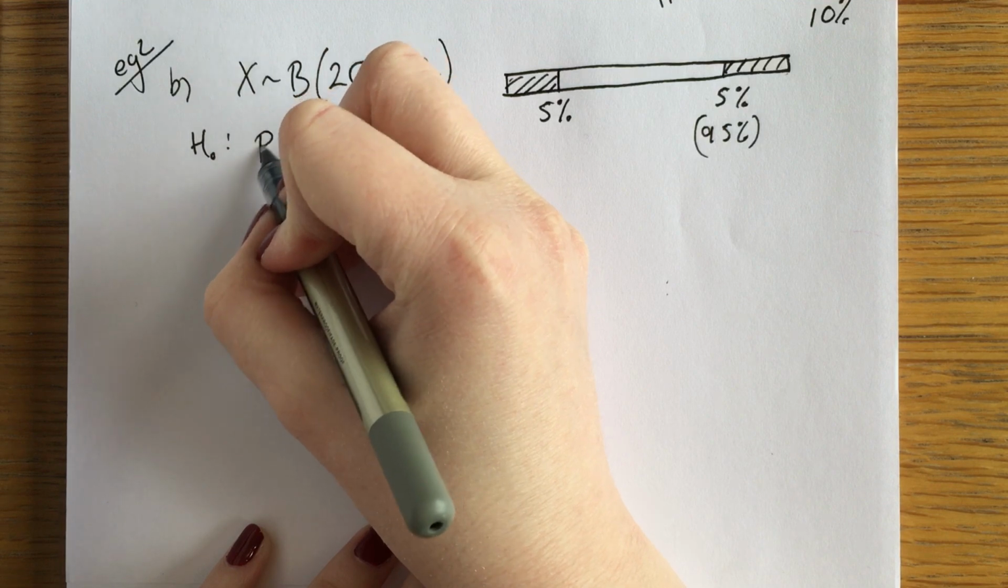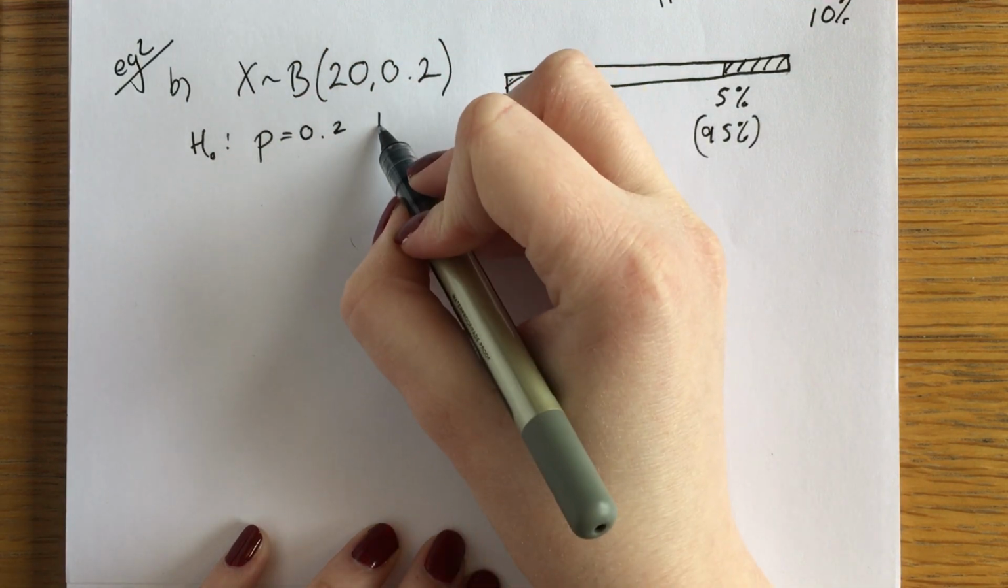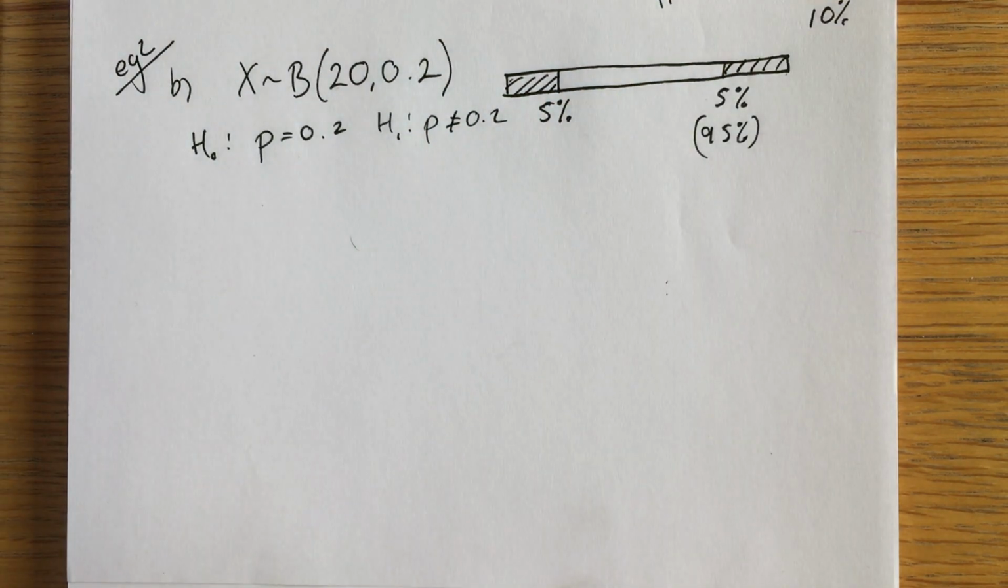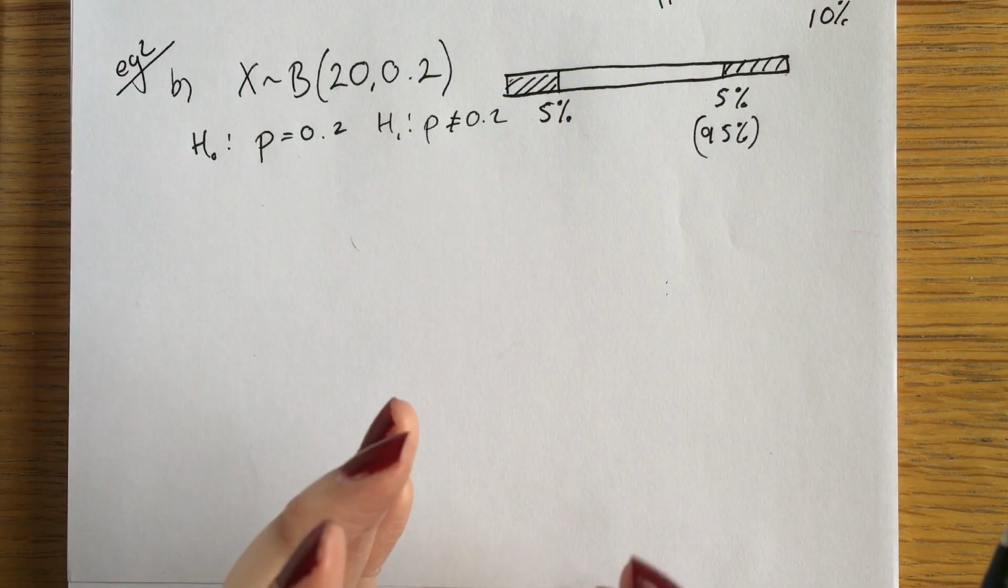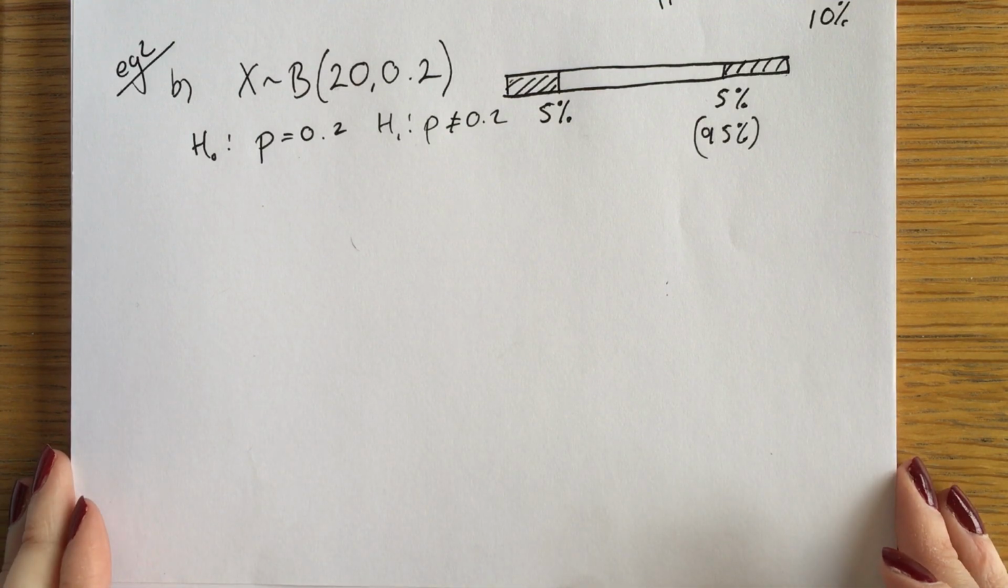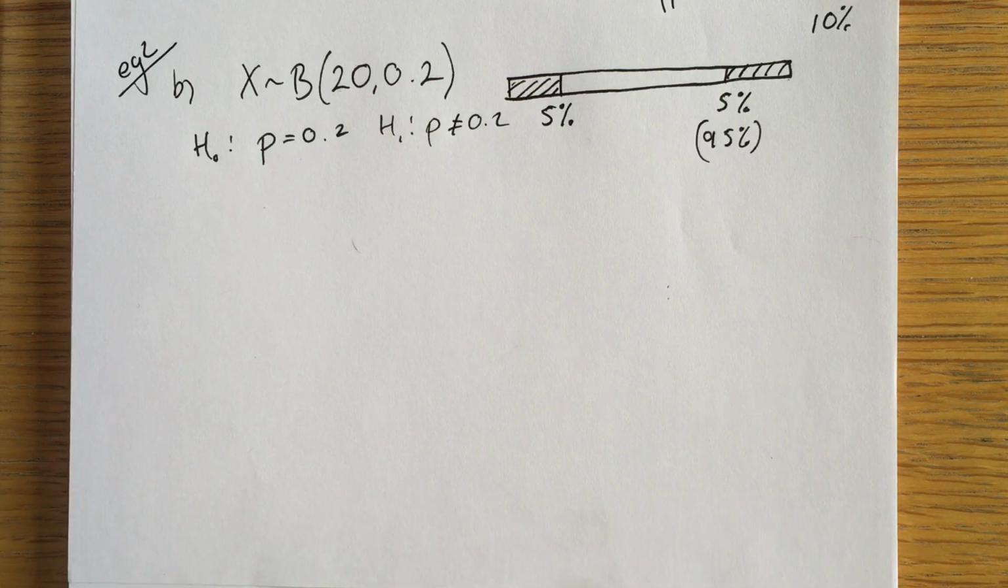So we need to set our hypothesis up first. Our null hypothesis is that the probability is equal to 0.2. Our alternate hypothesis is that it's not equal to 0.2. The question says differs. It doesn't tell you a direction, so it's just a change. That means it's a two-tailed test. Now the question tells you to find the critical region of a two-tailed test. It won't always do that. It will imply that it's a two-tailed test by using the word differ, so you need to be careful.